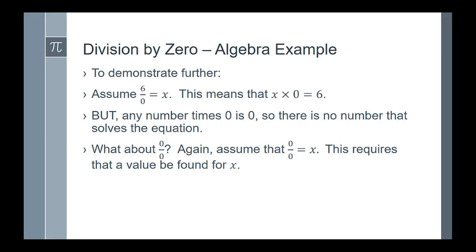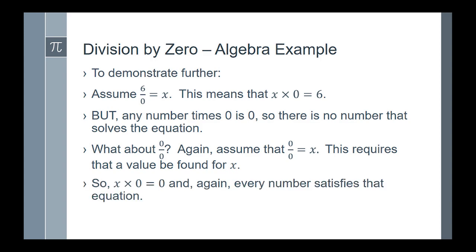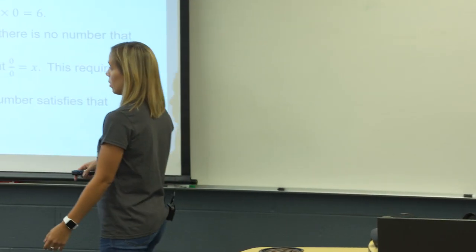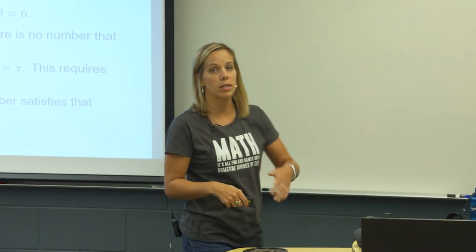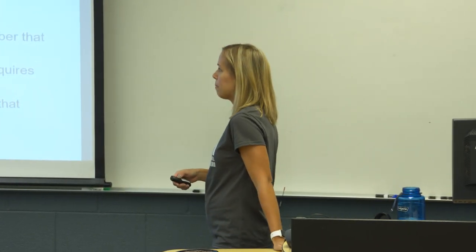So again, what about 0 divided by 0? So we'll assume that 0 divided by 0 is equal to x. And this means we have to find some value for x here. So again, multiplying by 0 to get rid of it in the denominator, x times 0 is 0. Again, there's no one number that we can substitute in for x. Any number in here would work. It could be -5, it could be 3, it could be infinity. We don't know what it is because every number is going to satisfy that.